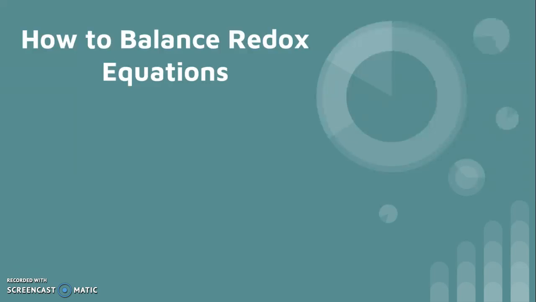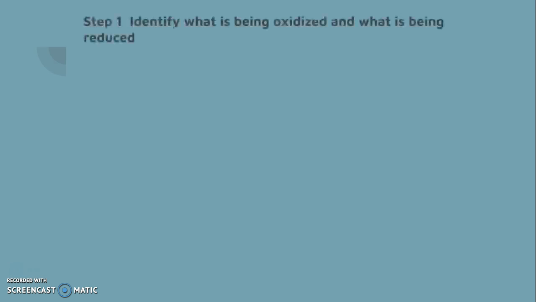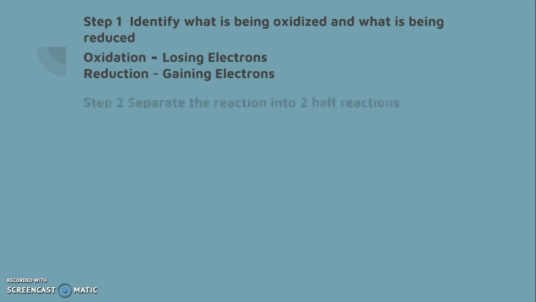In this video, I'll be explaining to you how to balance redox equations. The first step in balancing a redox equation is to identify what is being oxidized and what is being reduced. Oxidation means losing electrons, and reduction means gaining electrons. The second step is to separate the reaction into two half reactions based on the oxidation and reduction reactions.